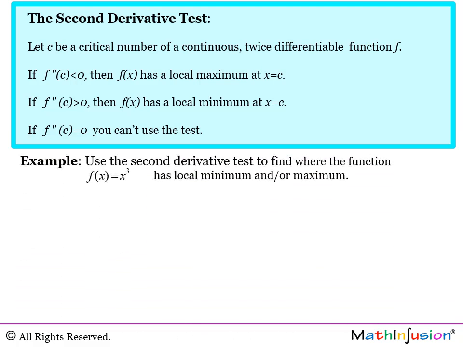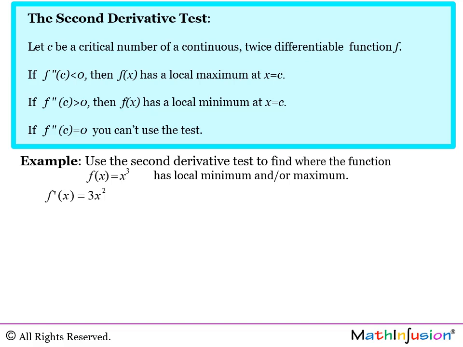Now we are going to use the second derivative test to find where the function f(x) equals x cubed has a local minimum or maximum. And I would like to recall, if you remember, this function has neither a local maximum nor a minimum. But I want to show it using the second derivative test.